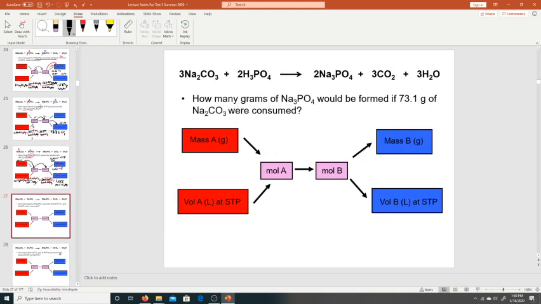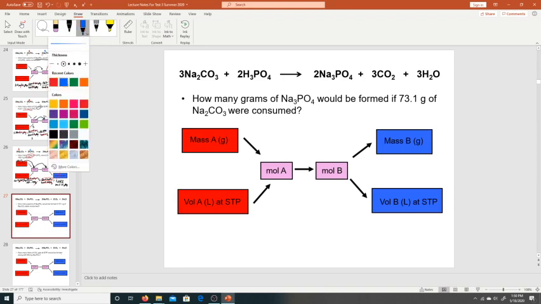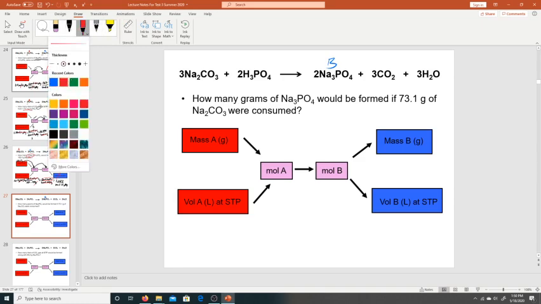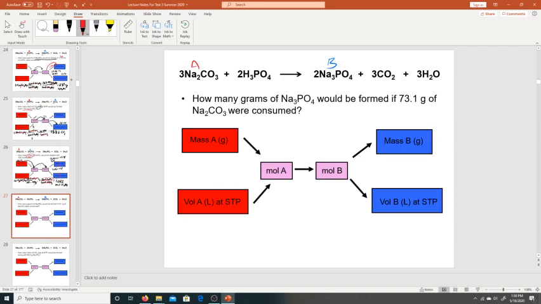How many grams of sodium phosphate would be formed if 73.1 grams of sodium carbonate are consumed? So what's the question? Well, we're trying to find grams of sodium phosphate. Sodium phosphate is going to be our B. And we used sodium carbonate, that's going to be our A. So this problem is going to be: from mass of A, find moles of A, find moles of B, and finally we're going to end the problem finding grams of B.